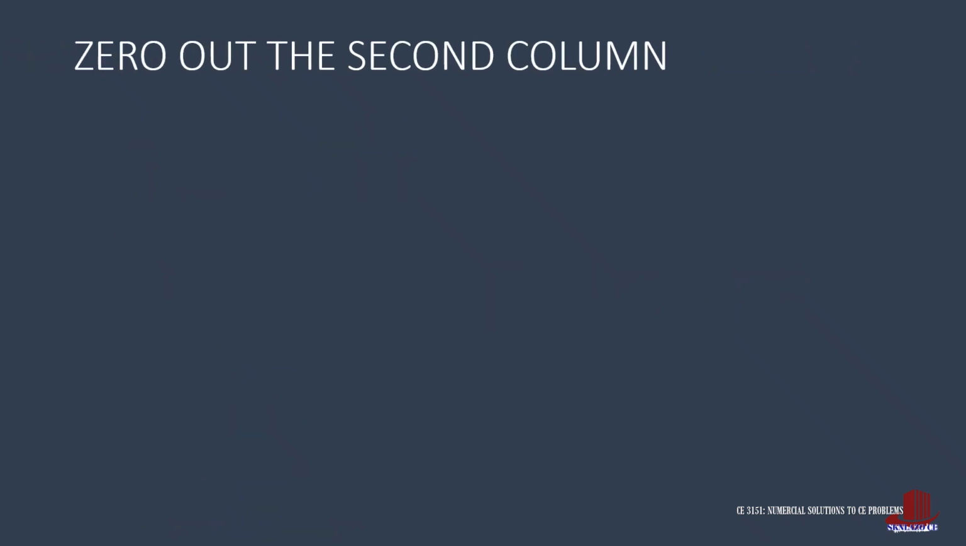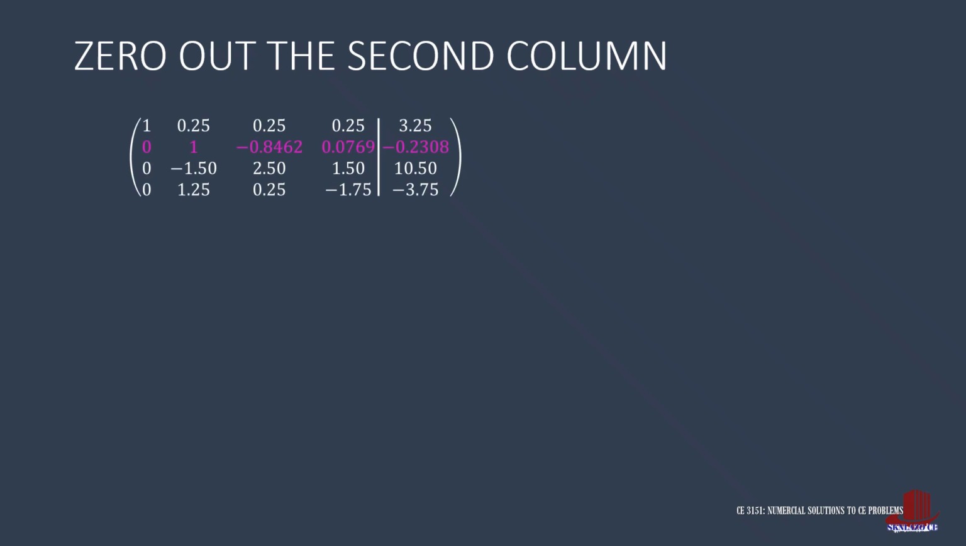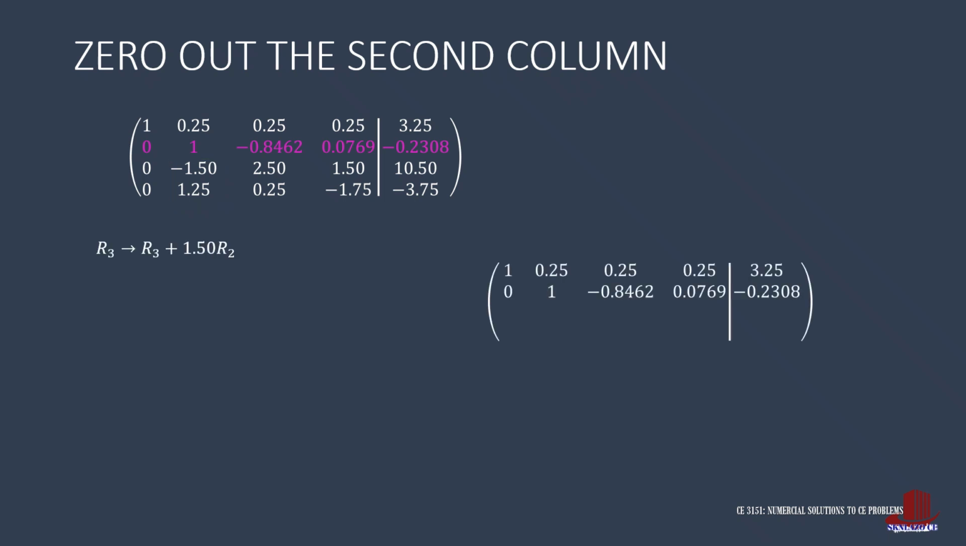Now we can zero out the other elements from the second column. They are negative 1.5 and 1.25, those below the pivot row. For the third row, we use the operation R3 plus 1.5 of R2. The first element of which is 0 plus 1.5 times 0, giving 0. Next is negative 1.5 plus 1.5 times 1, which is also 0.